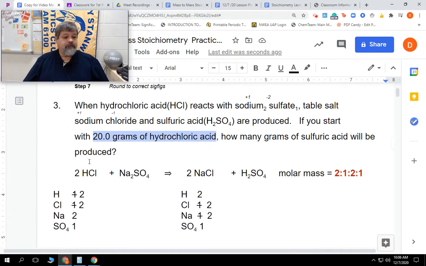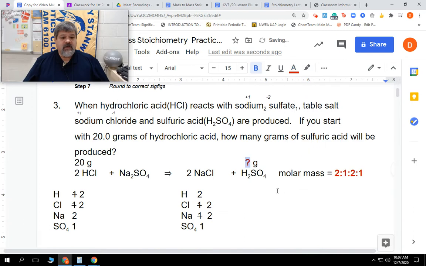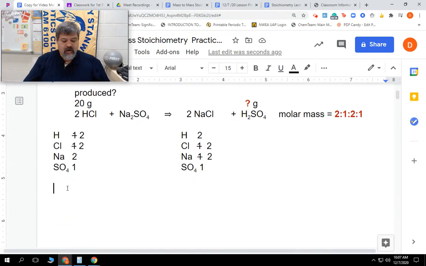So we're going to go from this right here, and I always like to put in: I have 20 grams of hydrochloric acid, and I need to know how many grams of sulfuric acid. So we're looking for this right here, and we'll put that nice and bright so we can see it. Okay, so that's what we're looking for. We have this, we're looking for this, so we're going to start off with this. I'm going to scroll down just a little bit, and we'll put in our 20 grams of HCl. And as always, we're going to put our times in a line.